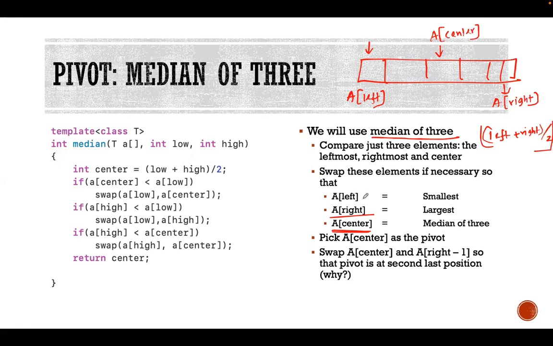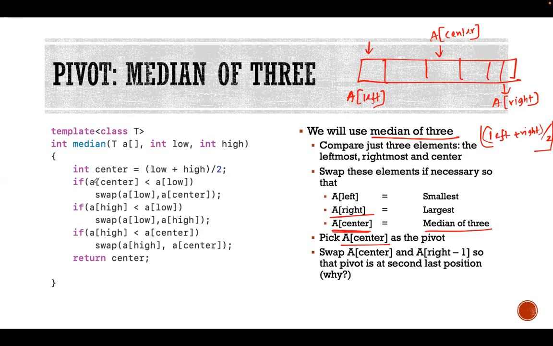All right, that doesn't guarantee that the center value is going to be the median value, but what we can do is swap these elements if necessary, so that a[left] is the smallest item, a[right] is the largest item, and a[center] is the median of 3. Then we are going to pick a[center] as the pivot.